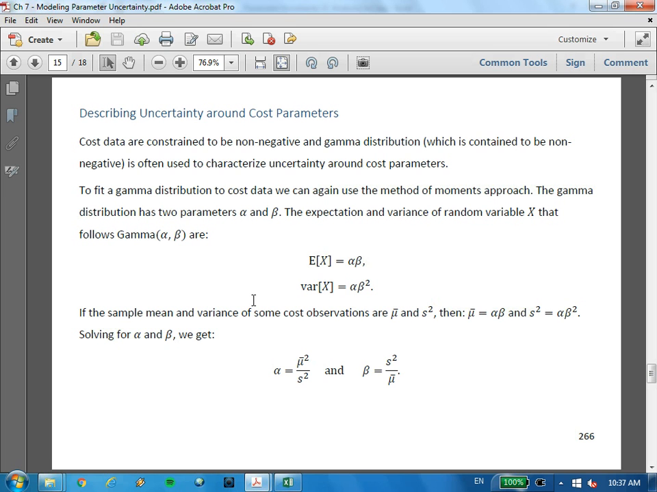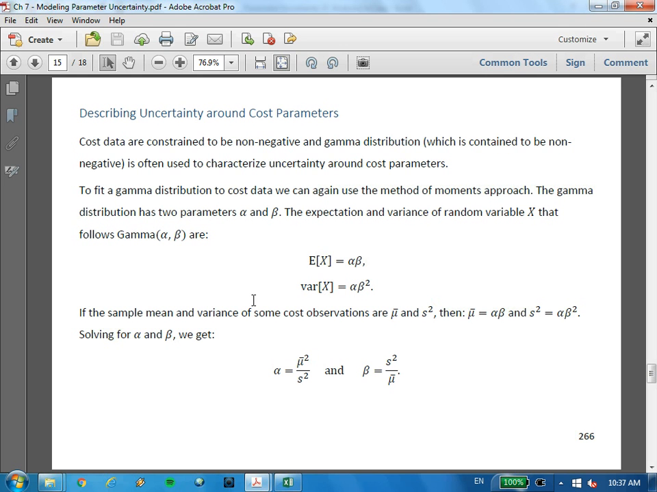Now, if you look at your cost data, it is easy to calculate the average of cost, and also it's easy to calculate the variance. Now, if you have the mean and variance from your data, then you can solve these two equations for alpha and beta. Okay, that's how we fit a beta distribution to our cost data.